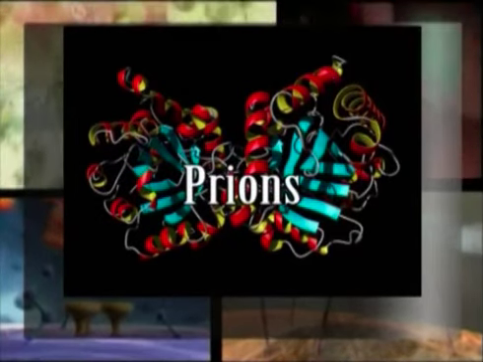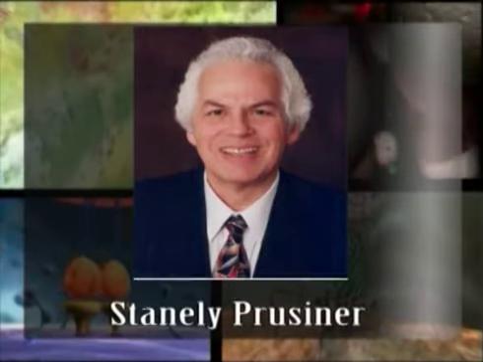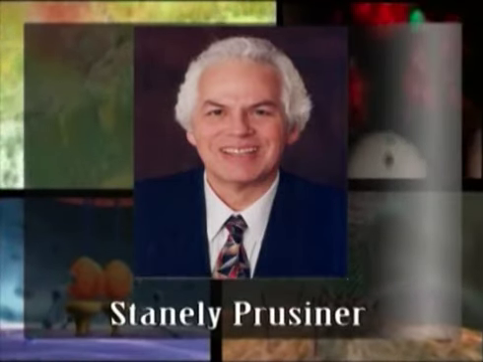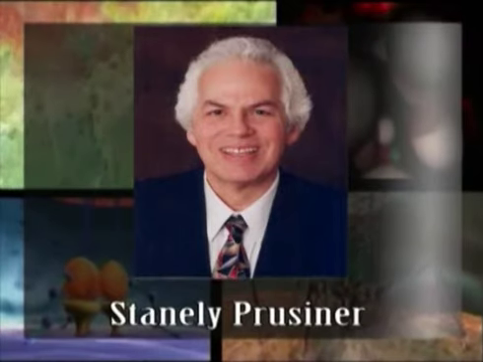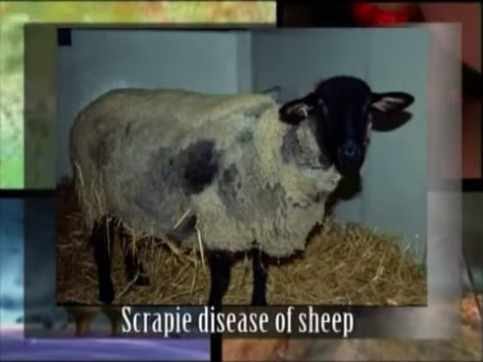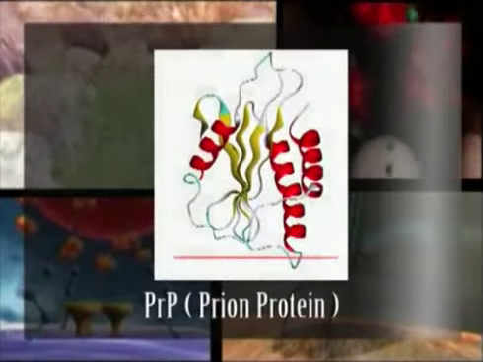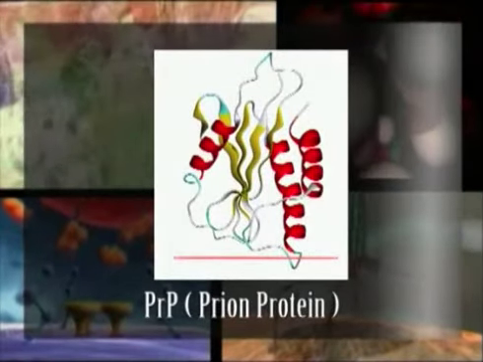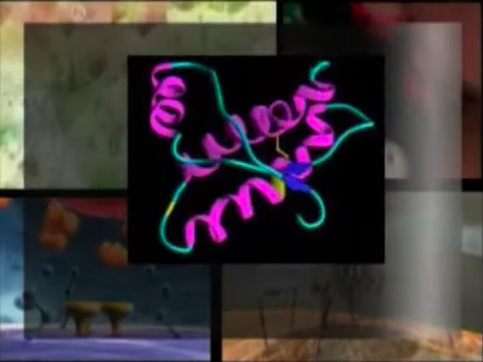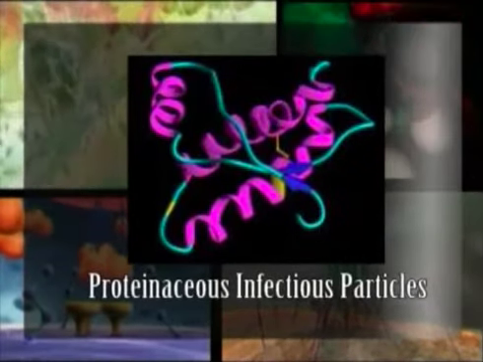They are small proteinaceous infectious particles that lack nucleic acid. Stanley Prusiner, an American neurologist, identified them for the first time in 1982 while diagnosing a neurological disease in sheep called scrapie. Prions are disease-causing agents, and the major constituent of the infectious agent is a glycoprotein called PrP, or Prion Protein. Hence, Prusiner coined the term prion for these proteinaceous infectious particles.